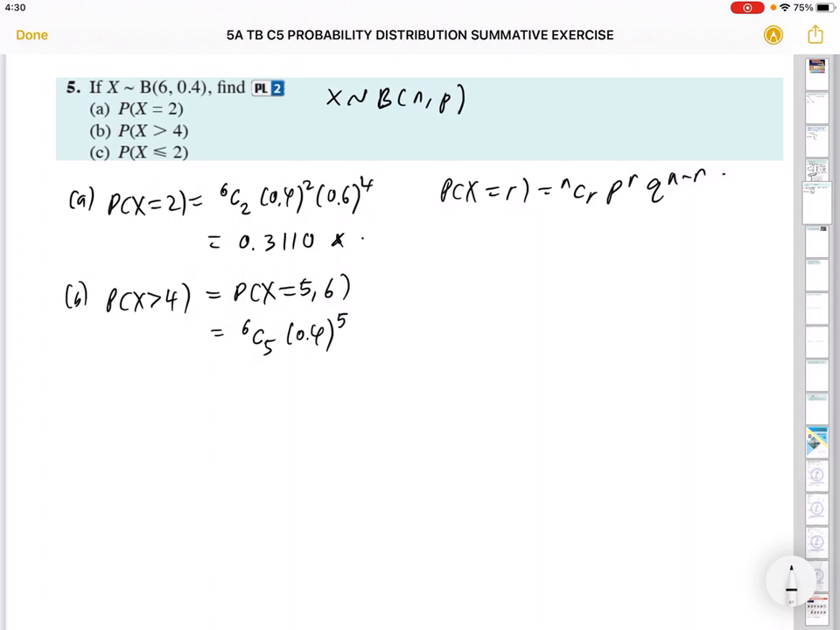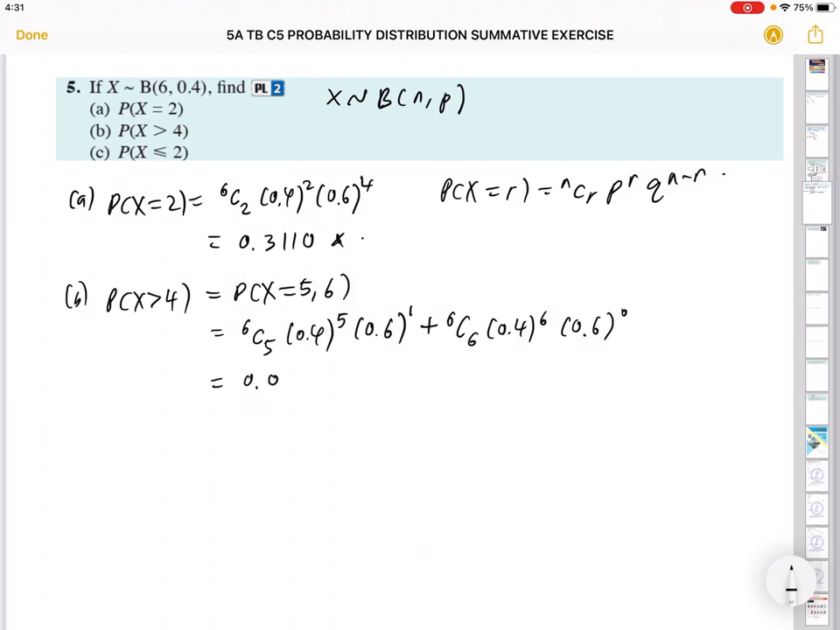Q is probability of failure, not successful. So 1 minus 0.4 is 0.6. 6 minus 5 is 1. Then next one is 6C6, 0.4 to the power 6, and this will be 0.6 to the power 0. Now use your calculator.